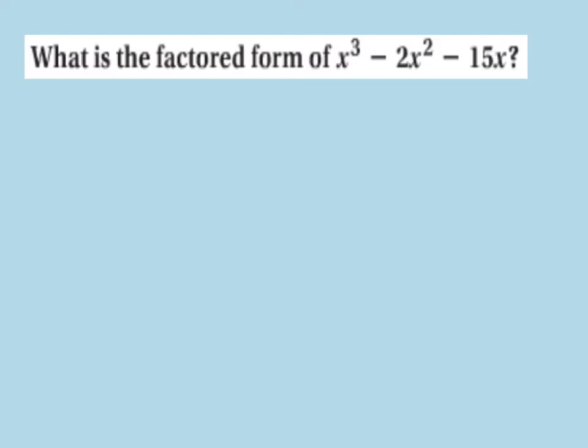It's asking first, what is the factored form? If I look at all of these three terms, I have to take out an x because they all have an x in common. So I'm going to take out the x, and inside I'm left with x squared minus 2x minus 15. Because I took out the x, that's like dividing each term by x, and whatever is on the inside is what's left. So how can I factor this?